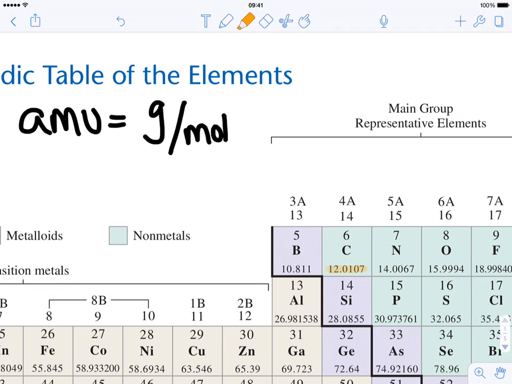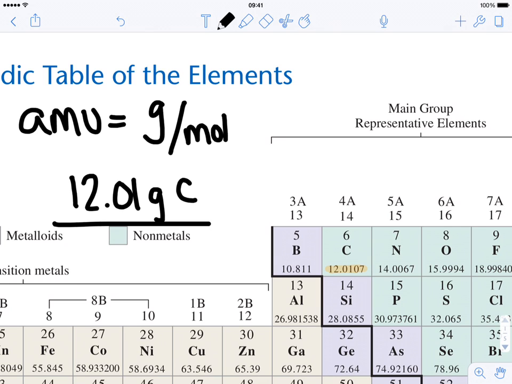So if I asked you for the atomic mass of carbon, you should be able to look at this number right here and know that the atomic mass of carbon is 12.01. Now what that's actually saying is that there are 12.01 grams of carbon in 1 mole of carbon.